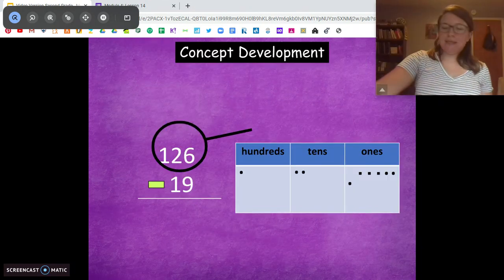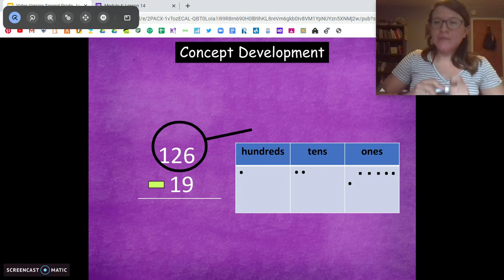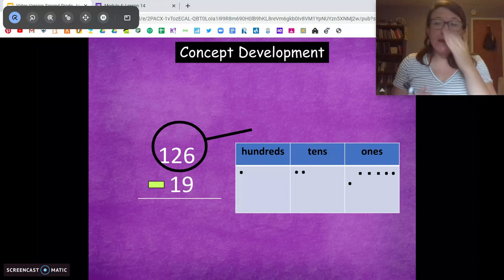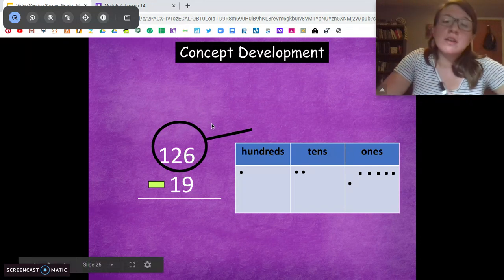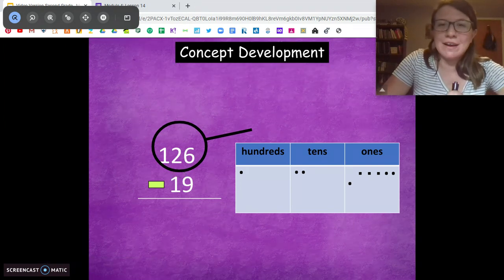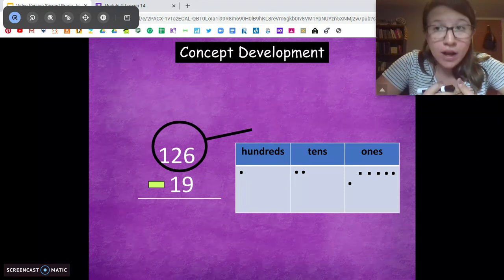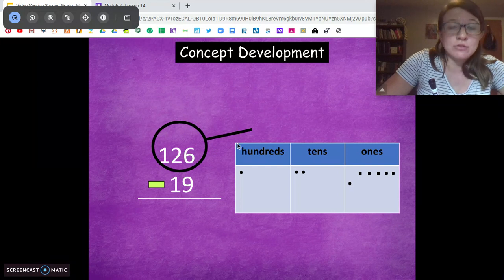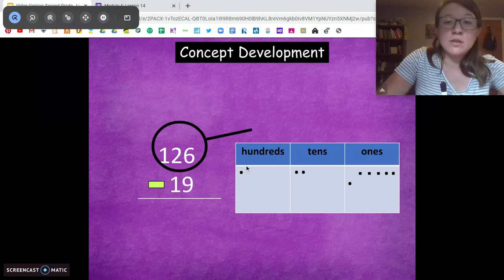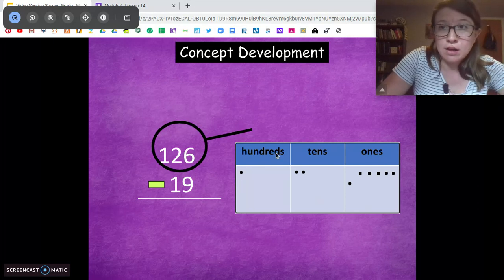All right, let's get into doing 3-digit subtraction. So it's basically the same as 2-digit subtraction with the vertical method, but you just need to be aware of this hundreds place. So for this one, we're subtracting 126 minus 19. So go ahead and write that on your board. Now, when you do the drawing, you're going to need to add an extra column. You're going to need to add your hundreds column because this one has 126. So make sure you have that hundreds column in there.